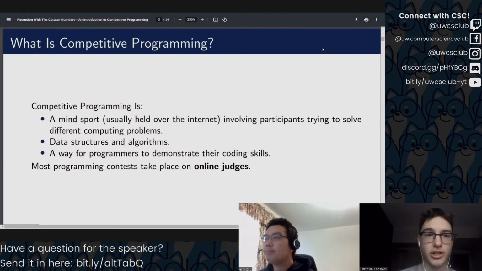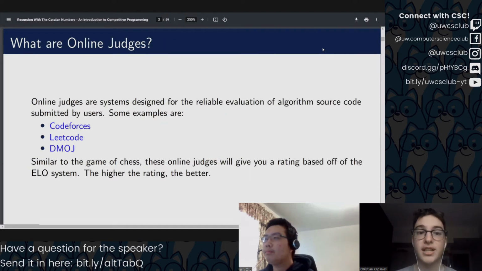That brings us to the question, what are they? They are systems designed for the reliable evaluation of algorithm source code submitted by users. Some well-known examples are Codeforces, LeetCode, and Dmytro. Now, similar to the game of chess, these online judges will give you a rating based off of the ELO system. In order to get a rating, you need to participate in contests. So the higher rating you have, the better.